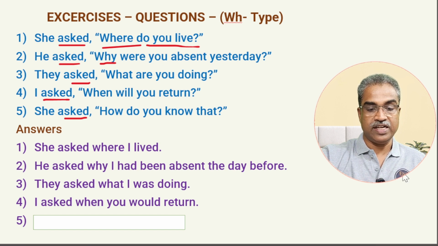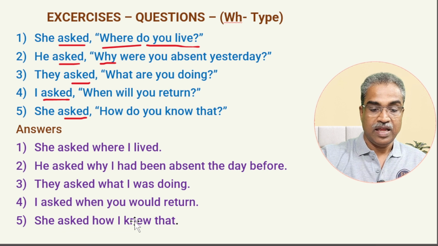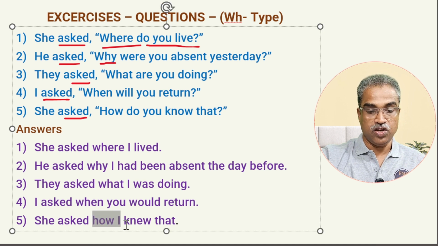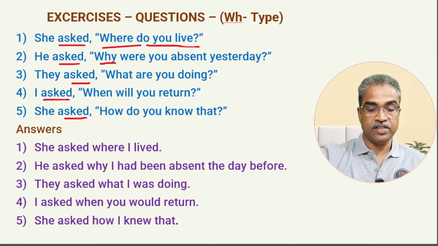Next one, last one. She asked, how do you know that? So she asked how I knew that. See, how do you know? Simple present tense, question format. So how, as it is a conjunction, we have used it. And do you know is a question in the simple present, changes into simple past. Did you know? Yes, I knew. So I knew here. So he asked me how I knew that.